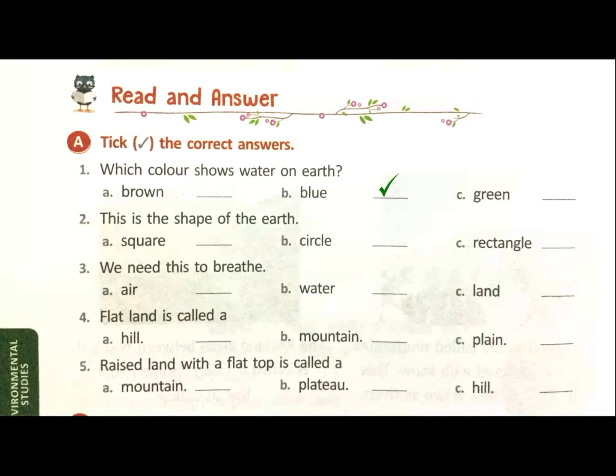This is the shape of the earth. The shape of our earth is round, or we can say it is in the form of a circle. So square is wrong, circle is right, and rectangle is wrong. Next, we need this to breathe. What do we need to breathe, children? Air. Yes, air is correct. Water is wrong, and land is also wrong.